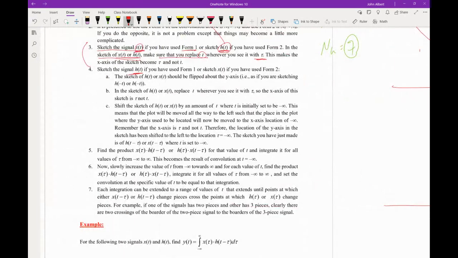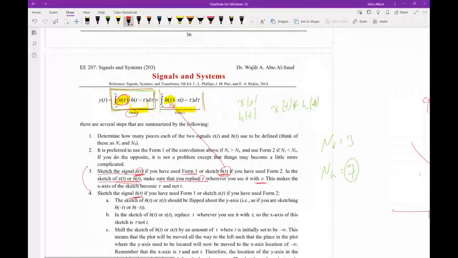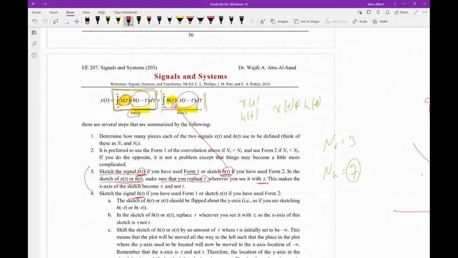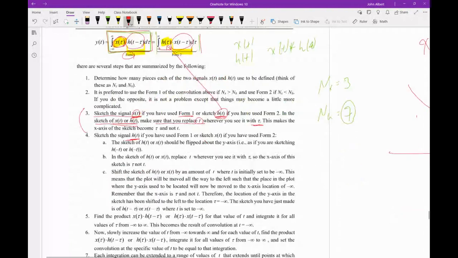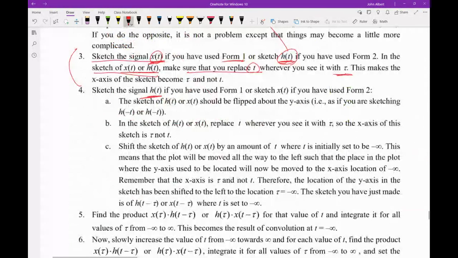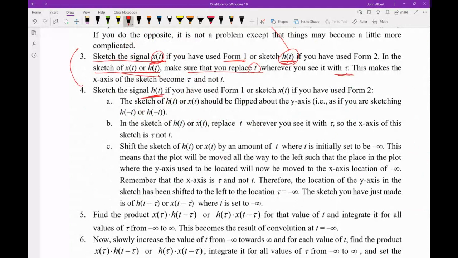I'm assuming that I'm now using form 1. If you're using form 2, you'll sketch x of t, which is the second thing in here. Because I'm using form 1, I'll do it on this, and the other form is exactly the same, except that I'll be working with x. Now, what am I saying in here? Sketch the signal h of t if you're using form 1, or x of t if you're using form 2.